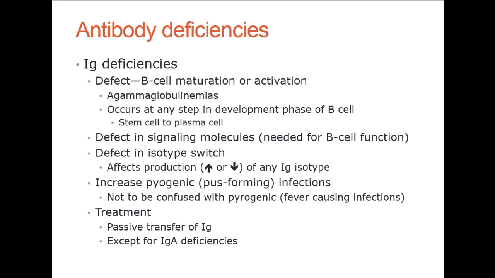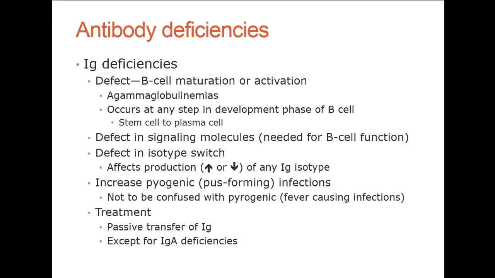We call these agammaglobulinemias. A meaning without, gammaglobulinemia meaning antibodies in the blood. So an agammaglobulinemia means you're missing antibodies. This can occur at any step in the development of a B cell, anywhere from the stem cell to the plasma cell. We can have a defect in signaling molecules, which are needed for B cell function. We can have a defect in an isotype switch, which can affect the production of any immunoglobulin type.